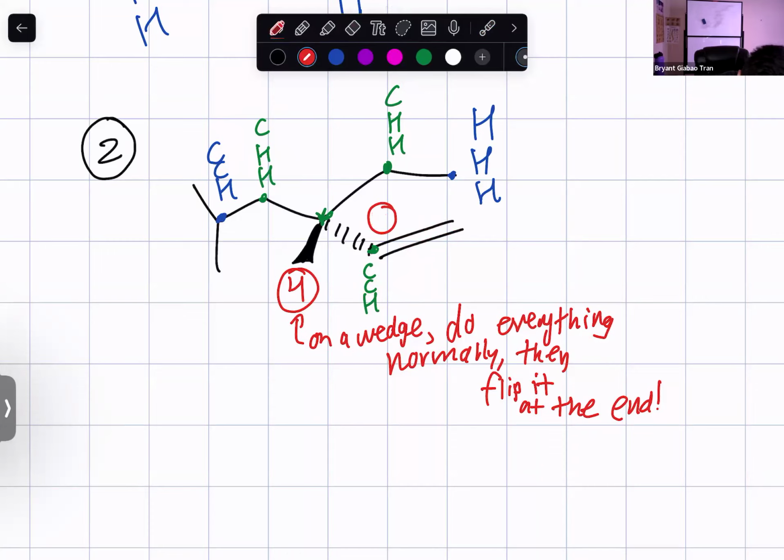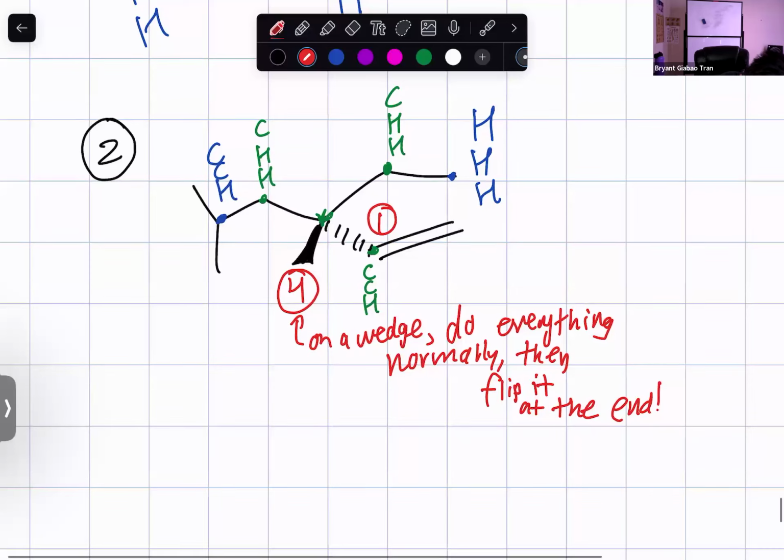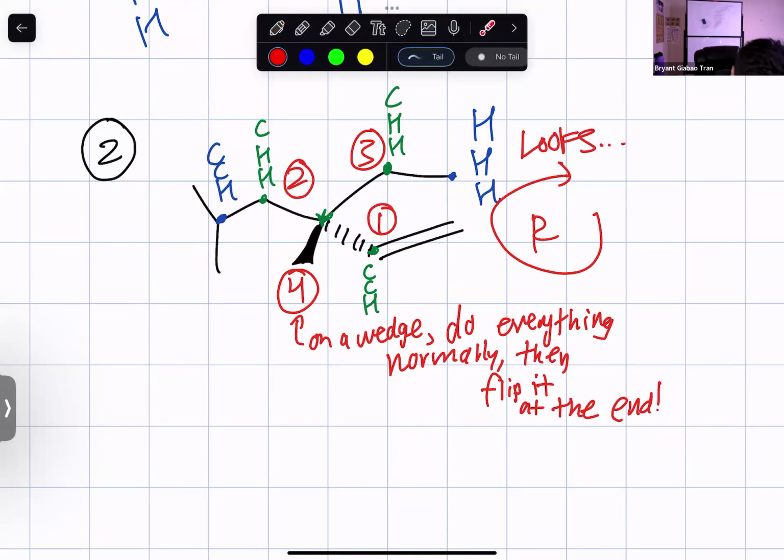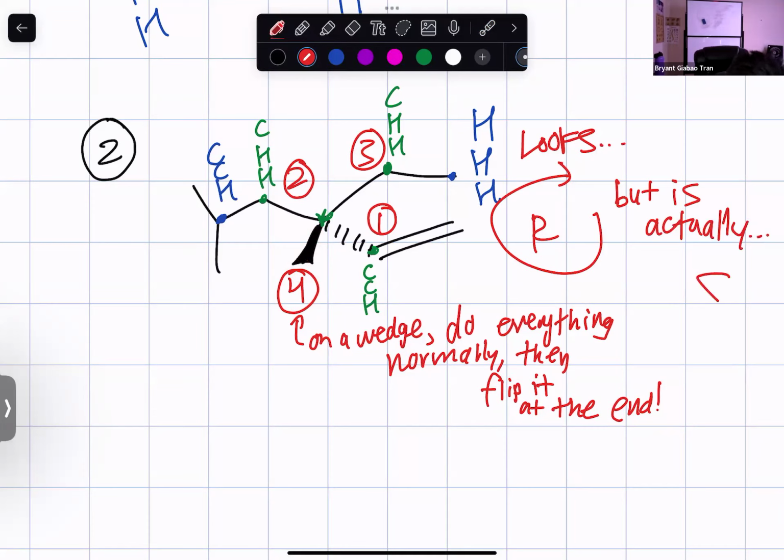This is supposed to be number 1. This is supposed to be number 2. This is number 3. Okay. Going this way, it will look R. It looks R, right? But it's not actually R because our lowest priority group is on the front side. We don't want that. We want it to be on the back side. So we flip it to S. It looks R, but is actually S, right? So this is S right here.